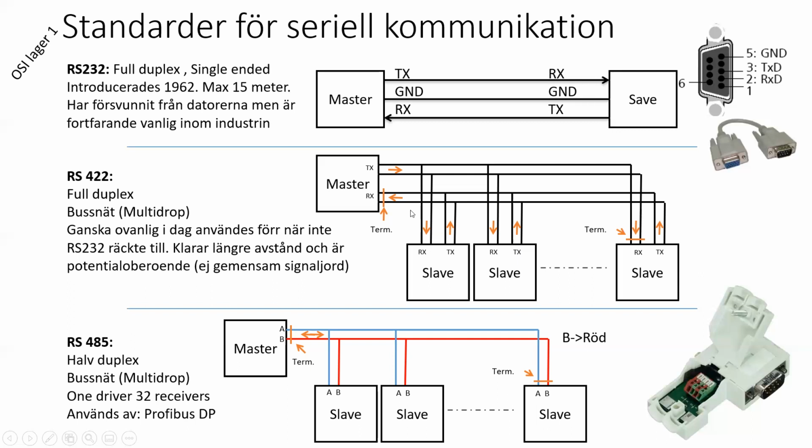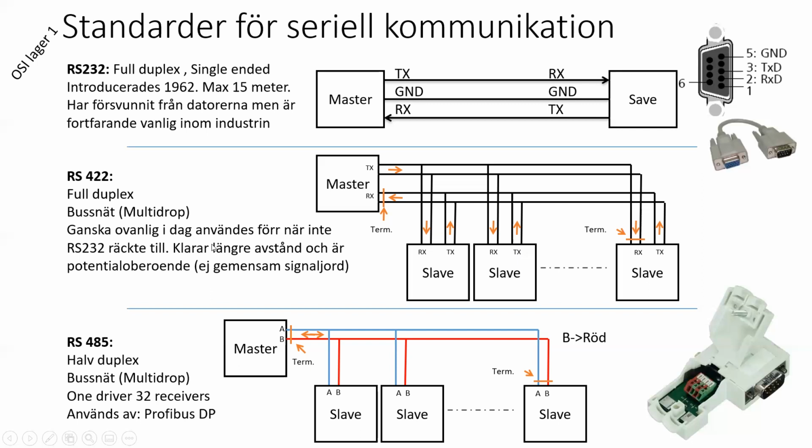Yes. So it had separate transmit and receive, and also no common ground. So it was isolated. So even if you had different voltage levels at different ends of this network, it works anyway because it was electrically isolated in some way.